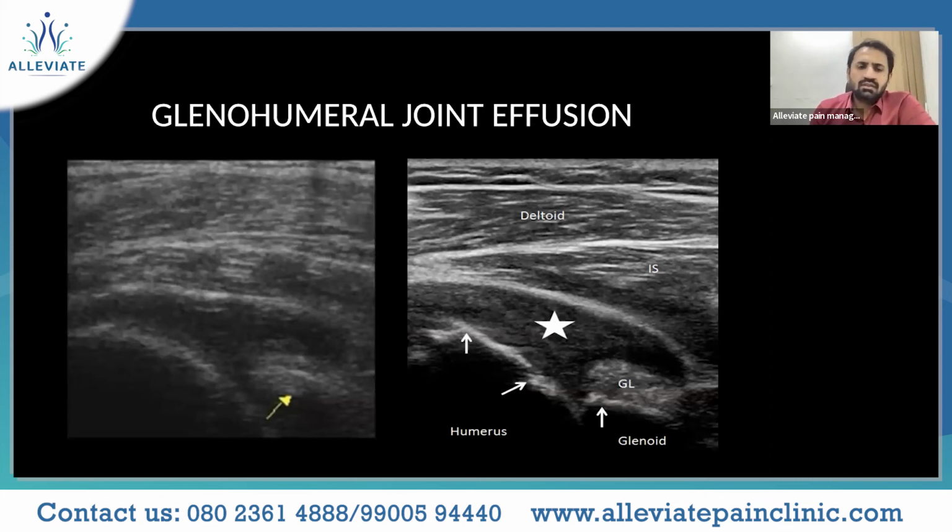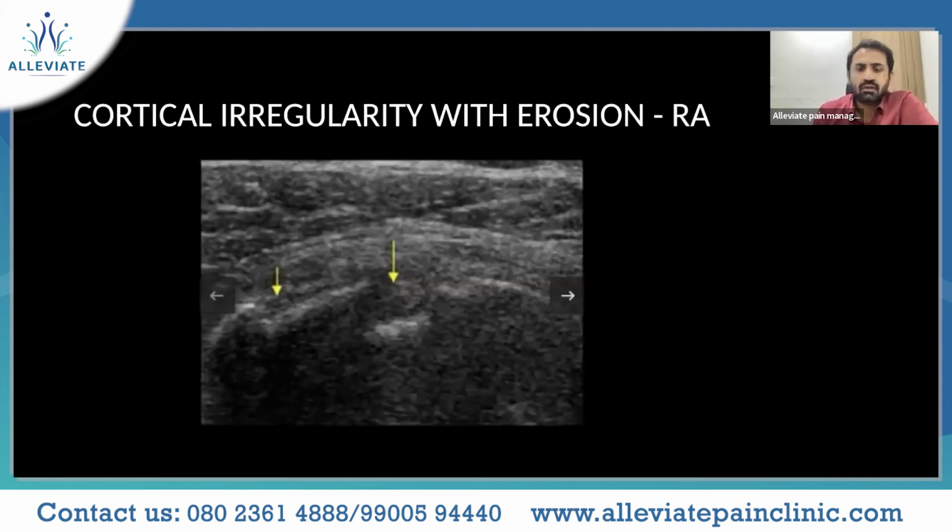This is a glenohumeral joint effusion. Posteriorly, this is the glenoid labrum. This is the humeral head. And here you can see infraspinatus. This is the area where it's collected. And this will be the spinoglenoid notch. Spinoglenoid notch. This is cortical irregularities in cases of rheumatoid arthritis.